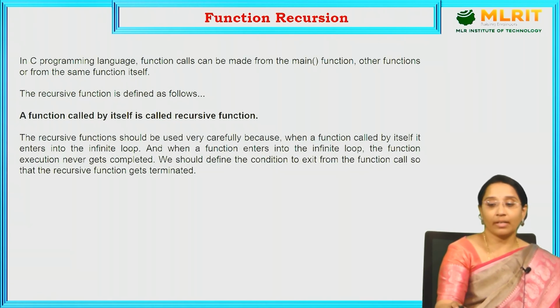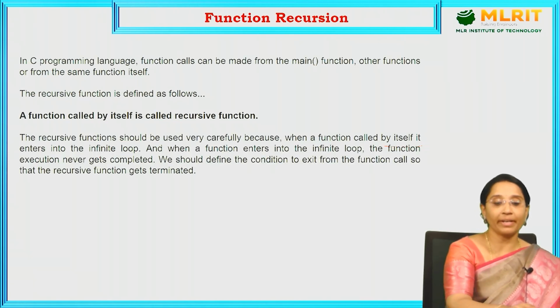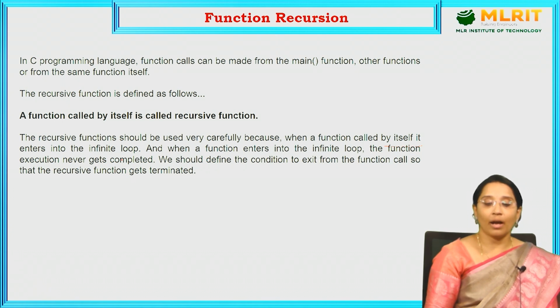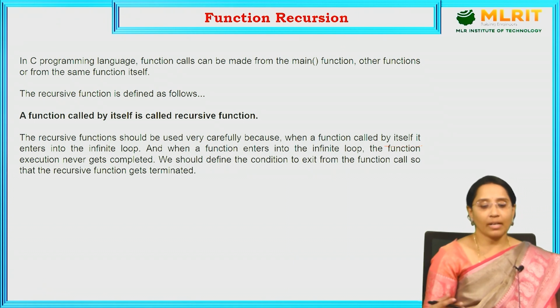That is what is said here. When a function calls itself, it enters into an infinite loop. And when a function enters into an infinite loop, the function execution never gets completed. So it will start again, next step, minus 2 into minus 3 factorial. It will move on continuously like that.